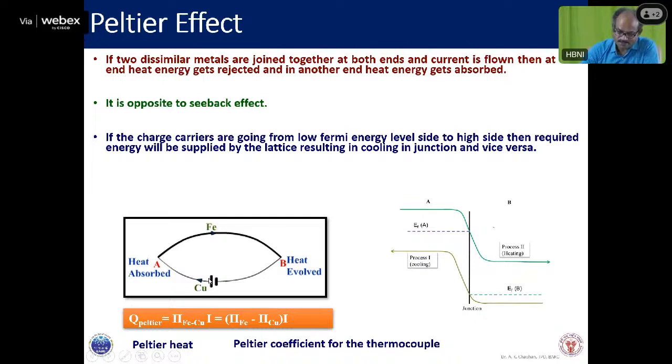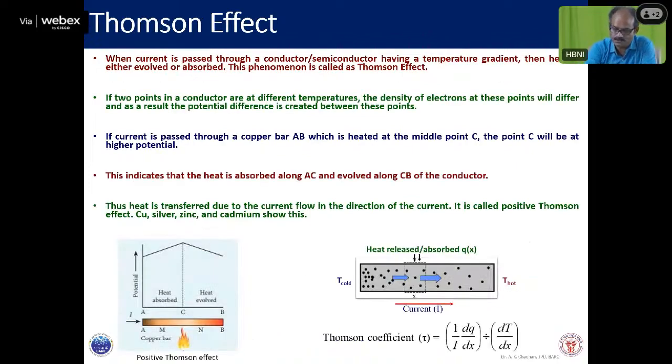Now, if this process continues, and you keep on flowing the current for a very long time, one end will become hot and the other end will become cold. So these Peltier devices are used for cooling. This is the Q Peltier, defined as this, and this is called the Peltier coefficient for any thermocouple. A thermocouple is when you join two dissimilar materials, and these are used for measurement of temperature.